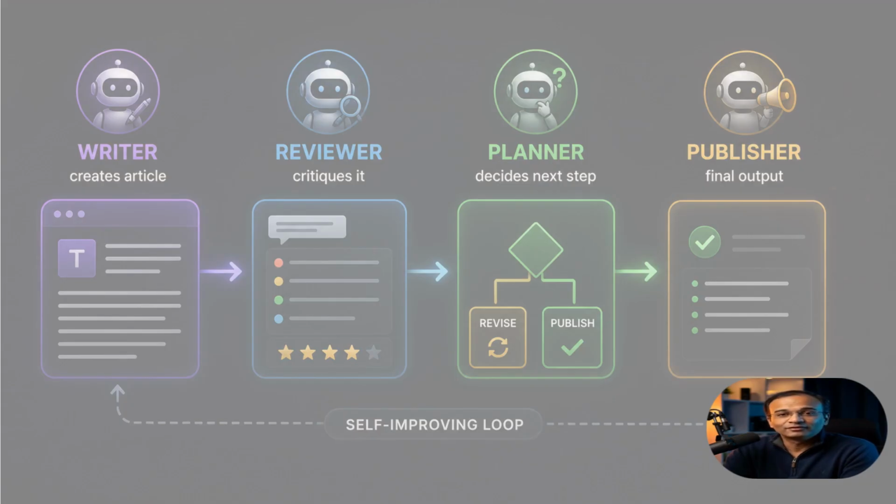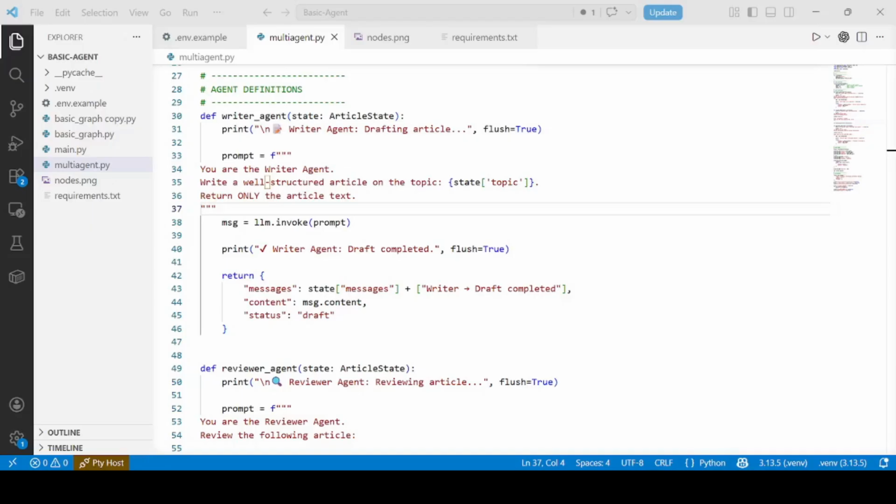Let's start creating our first agent, writer. The writer agent has one job: write a well-structured article. It receives the topic, generates the article, and updates the state. Notice something important at line number 38.